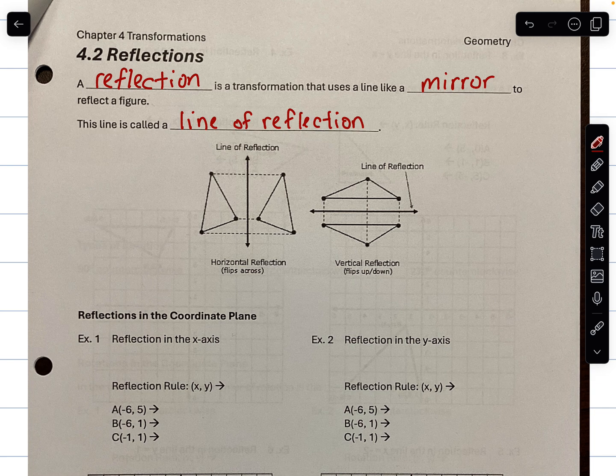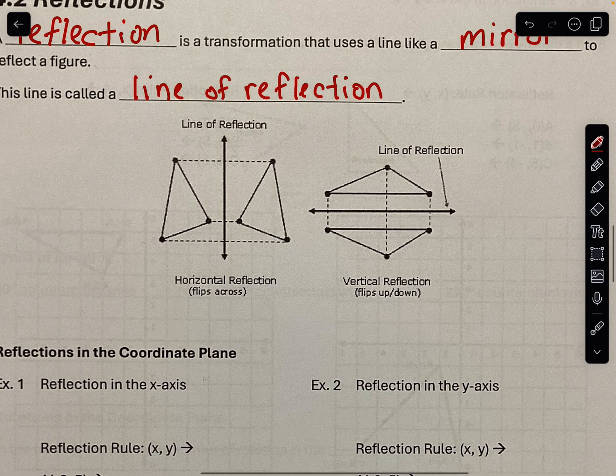So, as you can see, on our first example, if you have an original here, our line of reflection would be like you could call it the y-axis, or it could be a line x equals 4, anything like that. So notice if our line of reflection is a vertical line, what type of reflection do we see? Horizontal, right? If our line of reflection is a horizontal line, then we see a vertical reflection, which flips up and down.